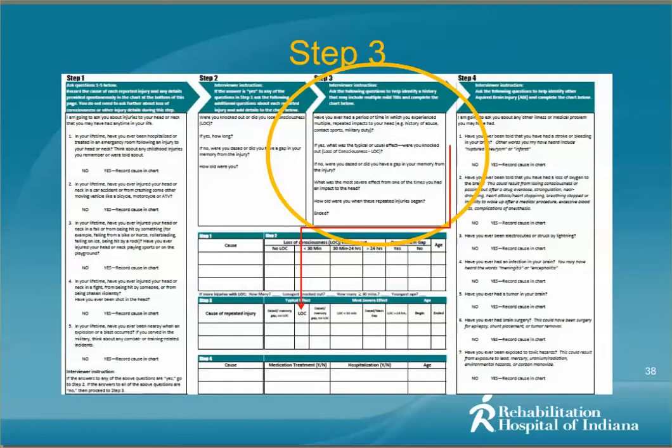Okay, so zooming back out and looking at the whole form, the next part is step 3. This is designed to assess a history of multiple head injuries. Similar to the previous steps, you will report the cause in the first column of the table, and then answer questions in the remainder of the table if they report any injuries.